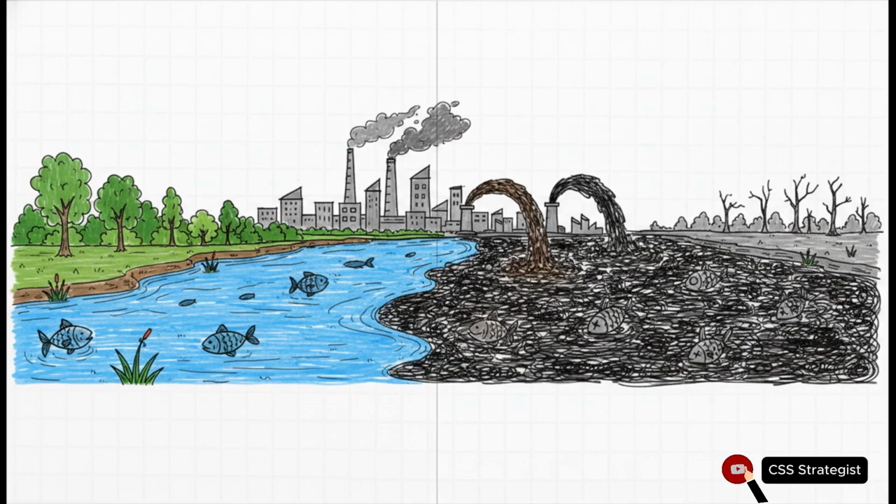Think about it. Cities like Lahore dump hundreds of millions of gallons of untreated wastewater into the Ravi every single day. So when you state that parts of the river are biologically dead, you're not just throwing out a fact, you're painting a vivid picture of eutrophication and chemical toxicity happening in our own backyard.